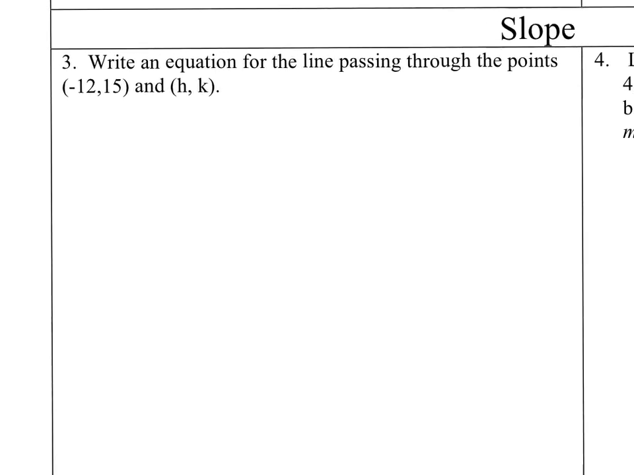All right, now we got some slope stuff. If you're asked to write an equation for a line passing through 2 points, point slope is often our best bet. I like the version that's y1 plus m times the quantity x minus x1, because I like the starting point plus the change that this tells us about. And really what we have to do is find the slope and then plug some things in. So my slope might be k minus 15, and on the bottom it's going to be h plus 12.